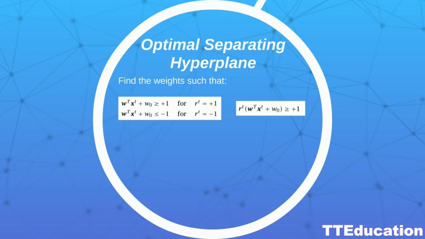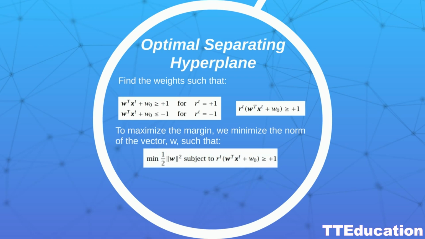The distance from the hyperplane to the instances closest to it on either side is called the margin, and we want to maximize this for best generalization. So to maximize the margin, we're going to minimize the norm of the vector w such that we get this. And the math to calculate this is beyond the scope of this video and this introductory course, but for now it's worth noting simply that finding the optimal separating hyperplane is going to depend on the norm of the weight vector, and we're trying to minimize that while keeping it subject to our following linear function defined above.